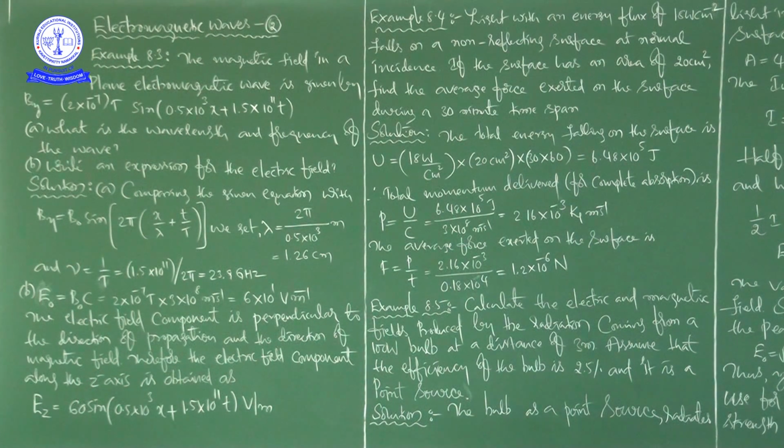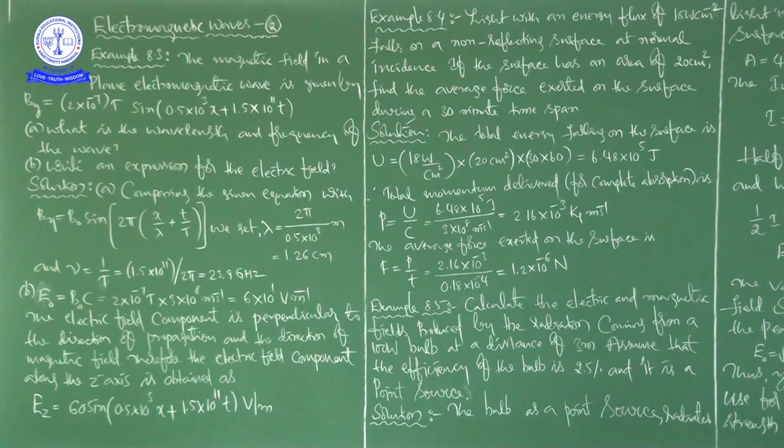Okay, right. So here he is also saying it once again, but this is according to the solution, not from the statement, not from the definition of electromagnetic wave. Here the electric field component is perpendicular to the direction of propagation and the direction of magnetic field. Therefore, the electric field component along the z-axis is obtained as.